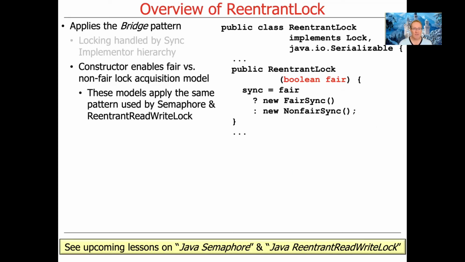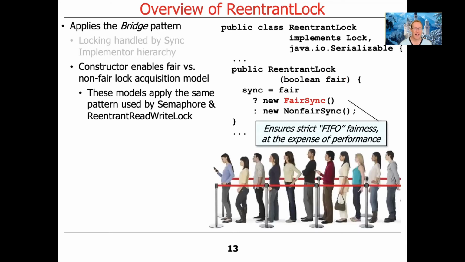This particular way of doing things is also applied by the Java semaphore class implementation, as well as by the reentrant read-write lock implementation. And so this is a good example of gang of four patterns being applied to very production quality, concurrent and synchronized software implementations. So it's a great example of the gang of four in practice.